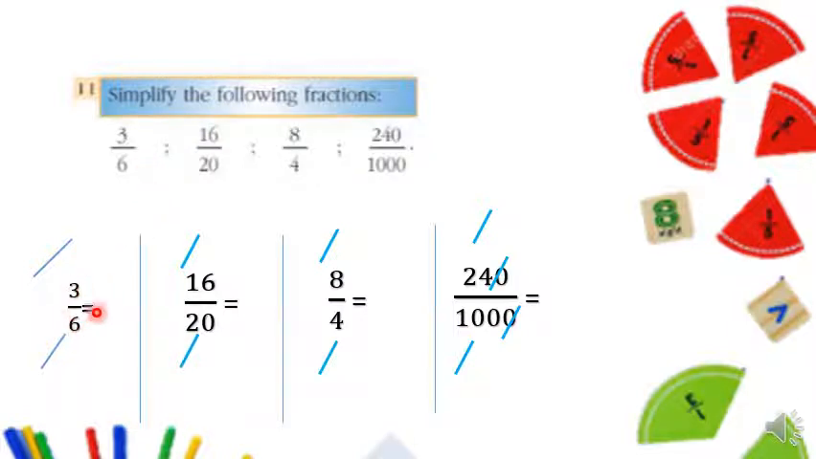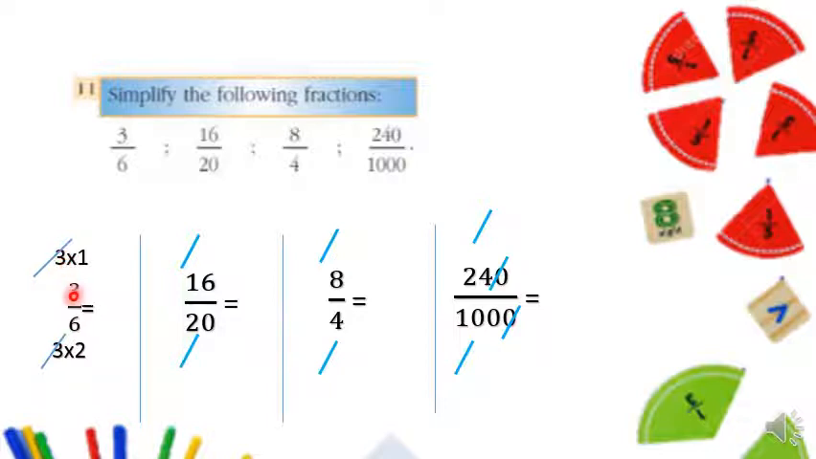3 over 6. Let's think about the common divisors between 3 and 6. What are the divisors of 3? They are 1 and 3. What are the divisors of 6? They are 2 and 3, 1 and 6. So the greatest common divisor between 3 and 6 is 3.